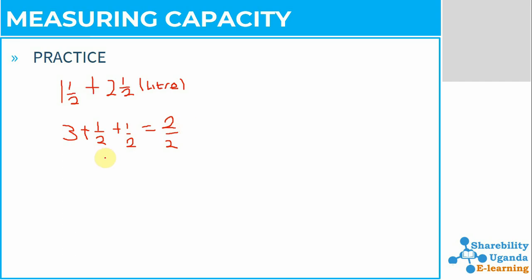So that means here we shall now be having, what is 2 divided by 2? We get 1. Okay, so this means we shall now be able to add our 3, which was a whole number, plus 1. So we shall be able to get our answer as what? Our answer shall be equal to 4. So this 4 shall be in liters, because we are adding.